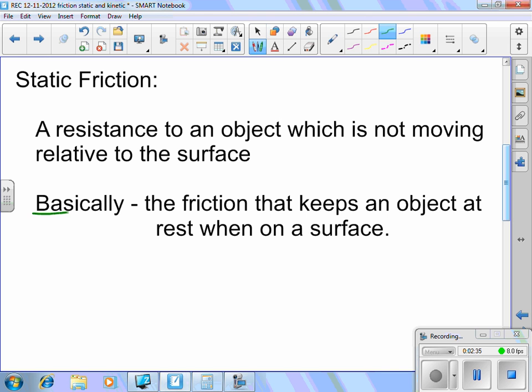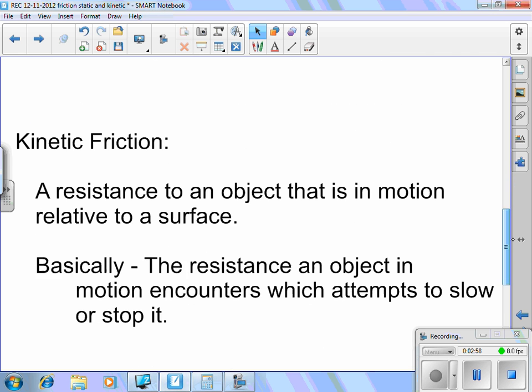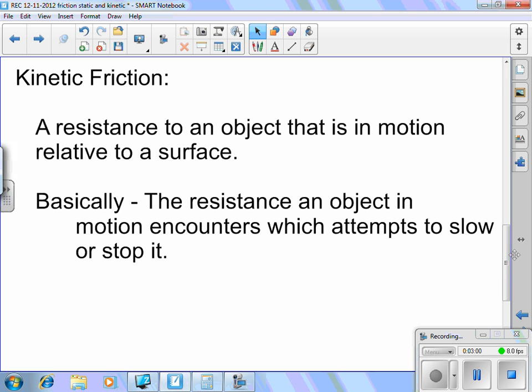Now that's a complicated definition. To simplify that, it's basically the friction that keeps an object at rest when on a surface. So, it just keeps the object stationary. It doesn't want to move. And obviously this is above and beyond inertia, because inertia is the resistance of an object to a change in state of motion. So when it's at rest, it already doesn't want to move. But on top of that, there's also static friction forming between one object and the surface it's on.